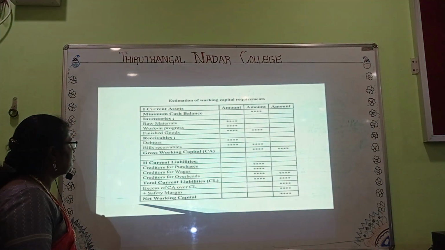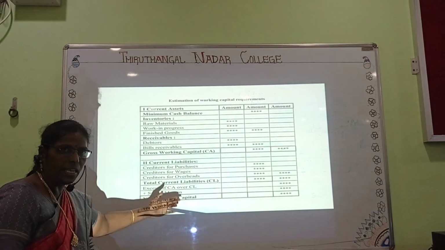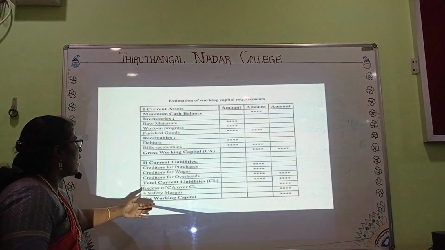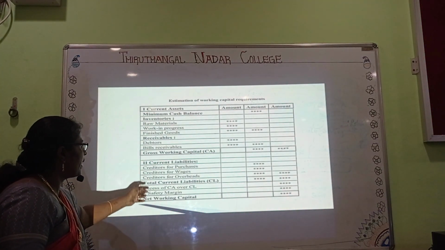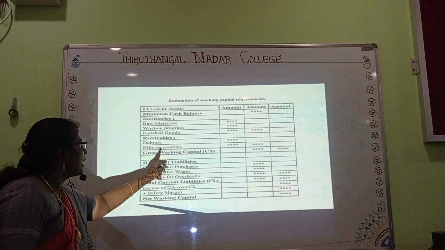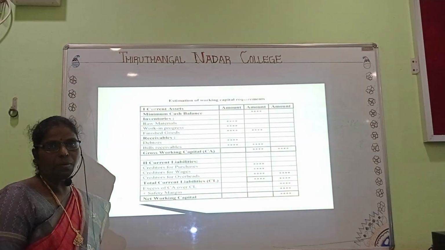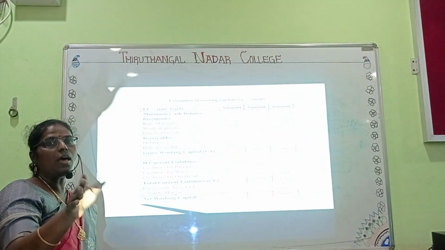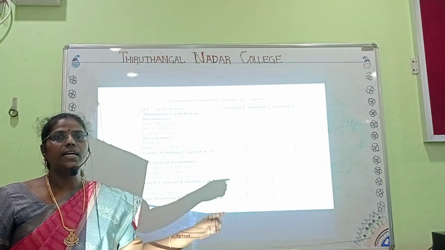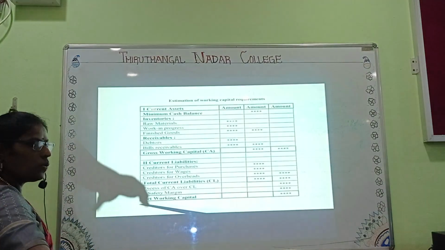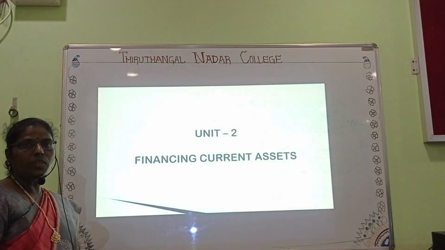Next we will see what are the current liabilities. Find out the current liabilities total. Then at last you find out the net working capital, that is current asset minus current liabilities. It is very easy to remember, if you remember the formula for working capital is current asset minus current liabilities. Next, we will move to the next unit.